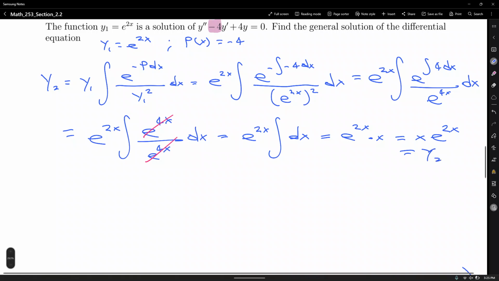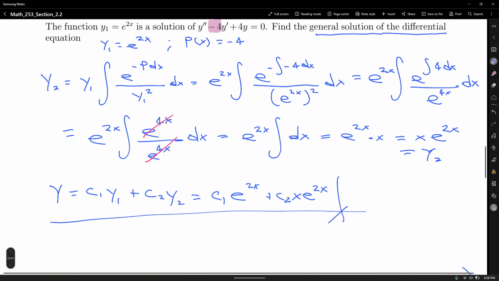Now let's write the general solution to the differential equation as a linear combination of the two individual solutions. That is some constant c1 times y1, which was given, plus another constant c2 times y sub 2, which is the one that we just found. All right, okay, that'll be equal to c1 y sub 1, which is e to the 2x, plus c2 x e to the 2x. All right, and that is the solution to the differential equation.